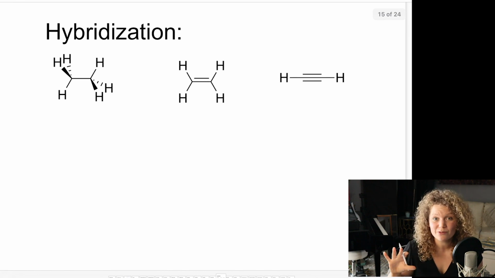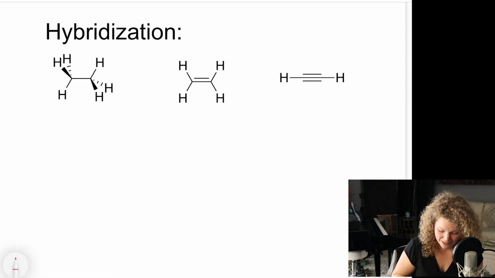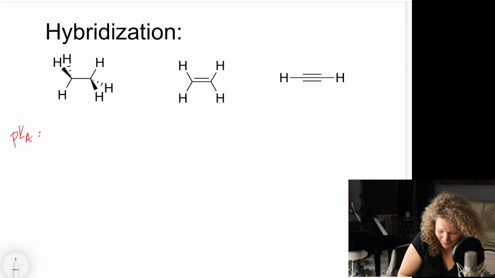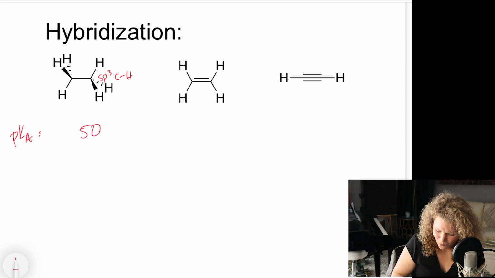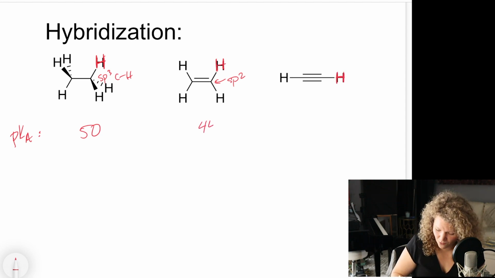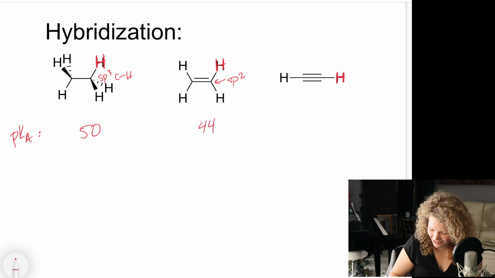Hybridization also has a huge effect on acidity. Let's label the pKa's of these three hydrocarbons. The pKa of a regular sp3 hybridized CH bond is around 50 or greater. What about an sp2? So here we've got an sp2. I'm just going to label the hydrogen we're looking at here in red. Okay, this one is around 44, and for an alkyne here, this pKa is around 25.